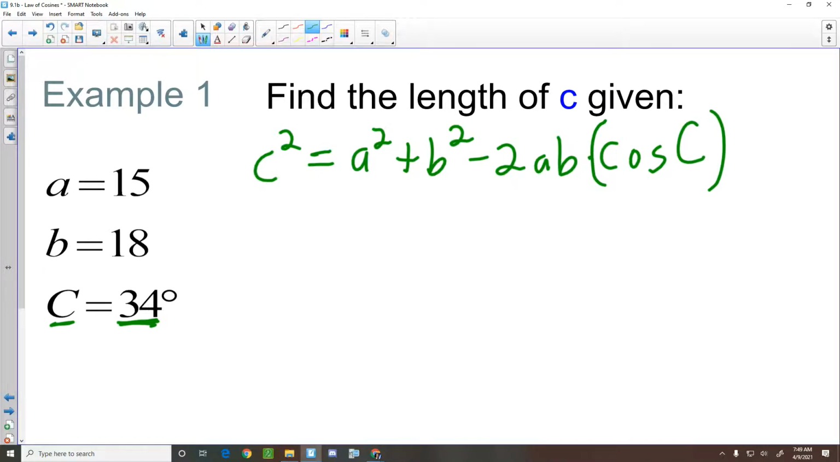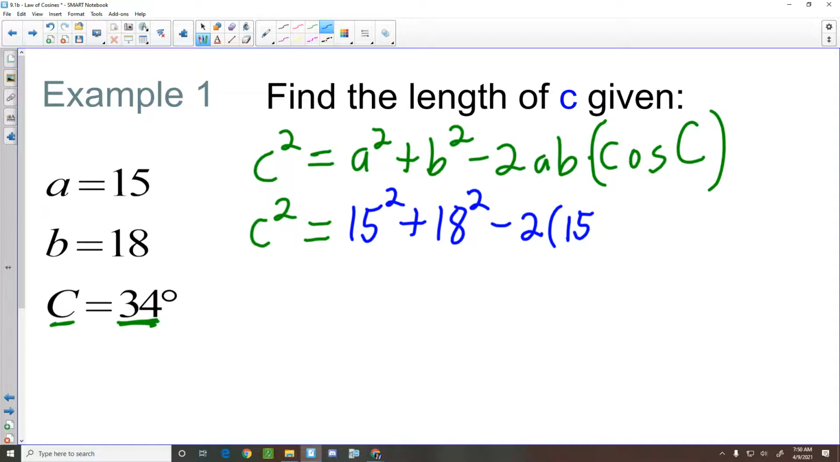So we're just going to plug those numbers right into this formula. C squared equals, because we're solving for side length C, A is 15, B is 18, so I've got 15 squared plus 18 squared minus 2 times those exact same two numbers, 15 times 18, and this is all being multiplied times the cosine of that one angle of 34 degrees. If you notice, everything I've got up there in blue, you can just type that all in at once into your calculator.